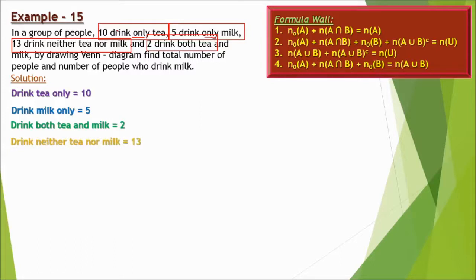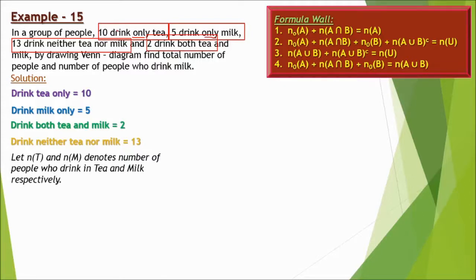That is the complement, that is, out of the circle. So we are talking about drinking, and if suddenly it comes like not drinking, then it is outside of the ring. So let's represent NT as the number of people who drink tea, NM as the number of people who drink milk. Let's draw the Venn diagram. This ring is for tea, and another ring overlapping it is milk.